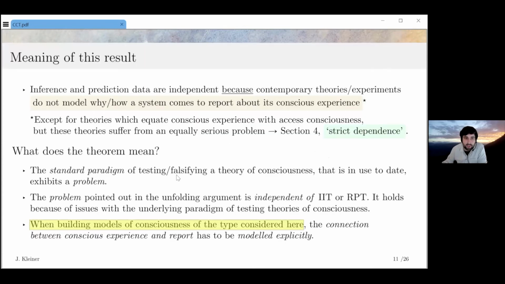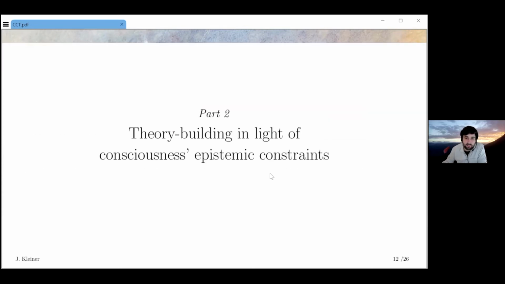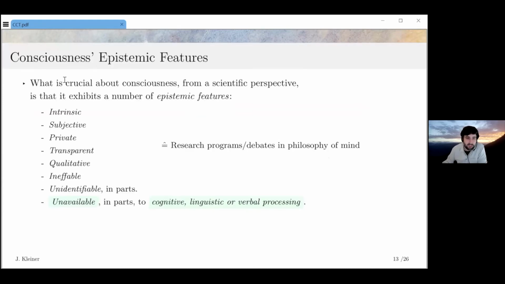Okay. But now I want to come to the second part of the talk, and that's actually more towards theory building in light of consciousness' epistemic constraints. Okay, so epistemic constraints, what's that supposed to mean? Well, let's start like this.